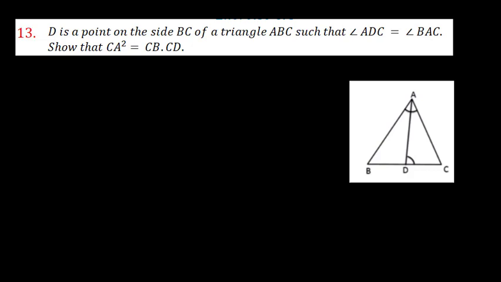Now let us discuss question number 13. Here D is a point on side BC, such that angle ADC is equal to angle BAC. It is given. Now you have to show that CA square is equal to CB into CD. Where is CB? CB into CD, this is CD. So how do you prove this?